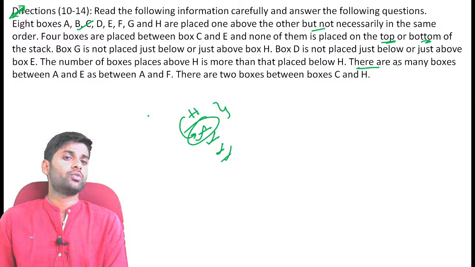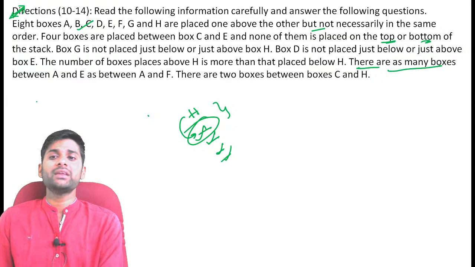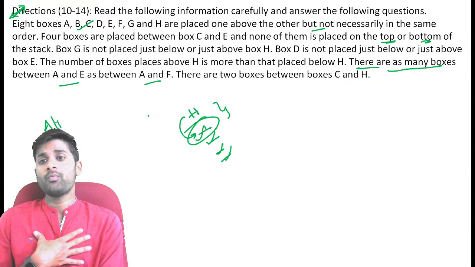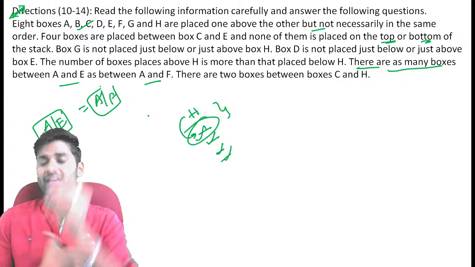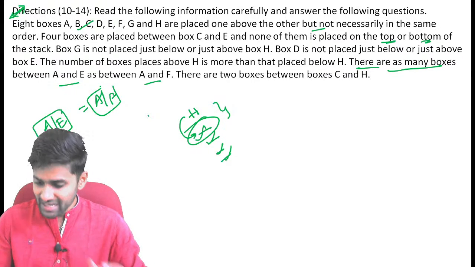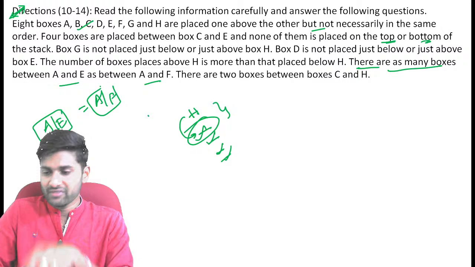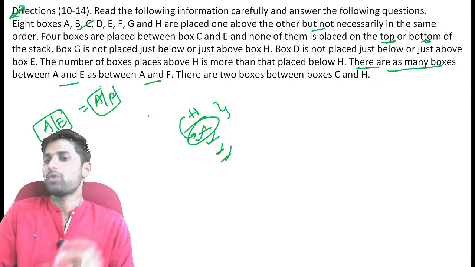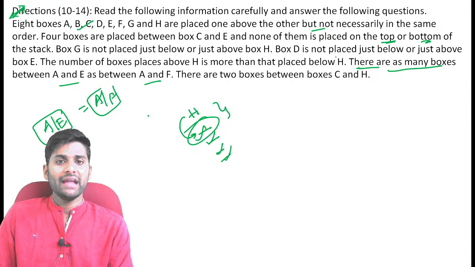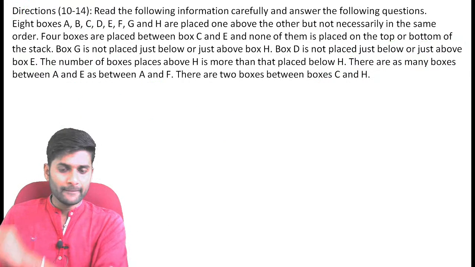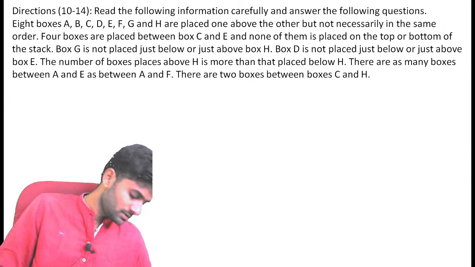And this is one more important point. There are as many boxes between A and E as between A and F. What is the meaning? As many boxes between A and E and A and F means the number of boxes between A and E is exactly equal to the number of boxes between A and F. That is the meaning. And there are two boxes between C and E. Just go through the question once.